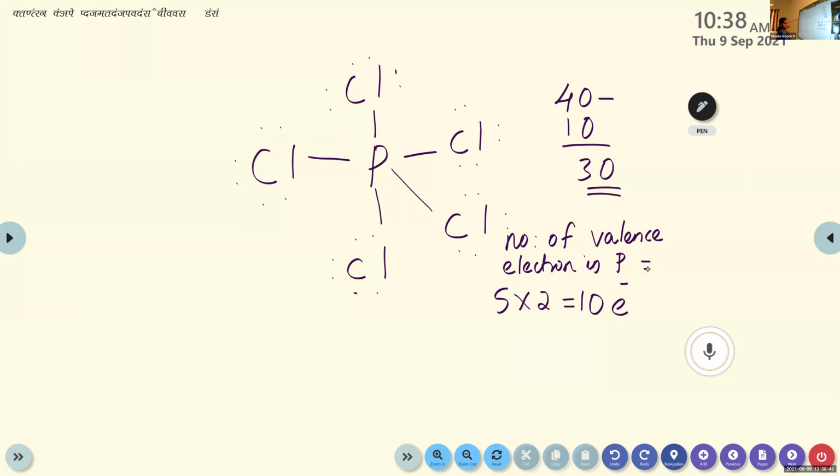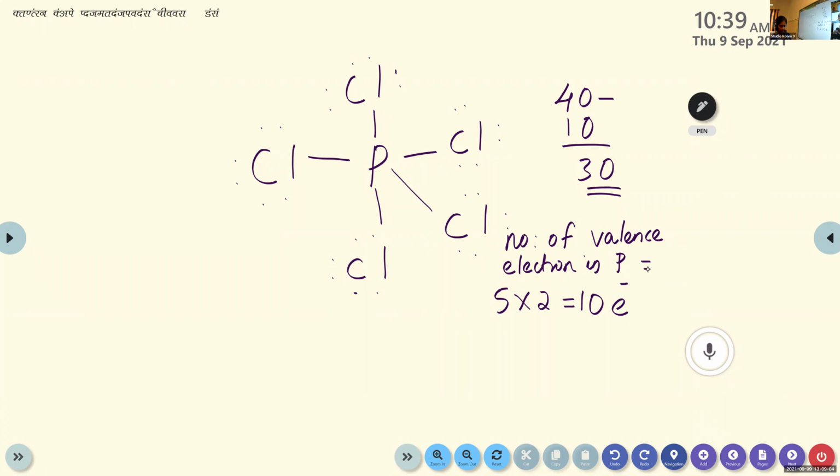Five bonds are there. Each bond will share 2 electrons. So 5 into 2, 10 electrons. According to the octet rule, after chemical bonding, there will be 8 electrons in the outermost shell. Here it is more than 8 electrons. That is considered as the expanded octet. So these three are the main limitations of the octet rule.